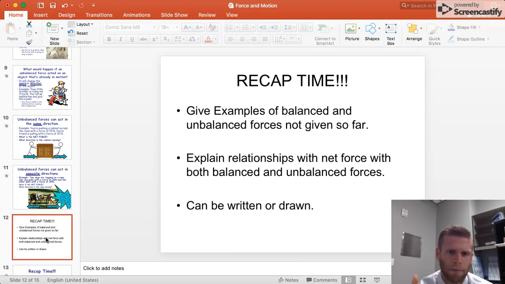Oh, it's that time again. Recap time. Can you give examples of balanced and unbalanced forces that were not given so far? Make sure those are written in your journal. You can draw those if you do not want to write. Also, can you explain the relationship with net force with both balanced and unbalanced? So net force, remember, if it's 0, what does that tell you about the motion of an object? When it's unbalanced, what does the net force look like? So talk about that.